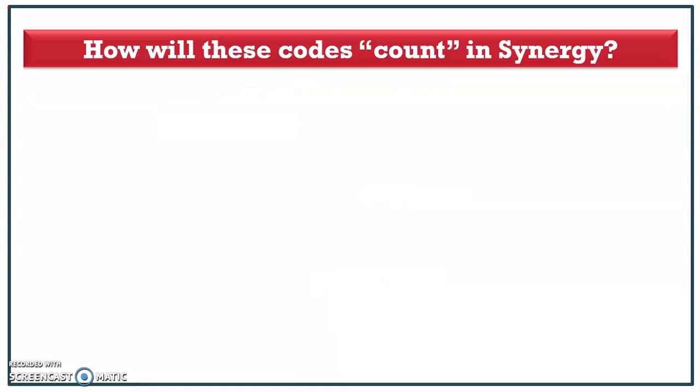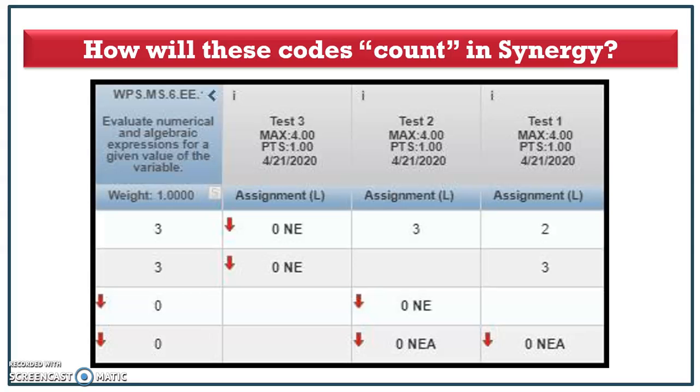How will these codes count in Synergy? Please take a moment and look through this table. The first column shows an overall score for this target for 4 different students. Test 3, Test 2, Test 1 represent 3 different learning assessments that have been given to these 4 students. Now let's look at line 1.